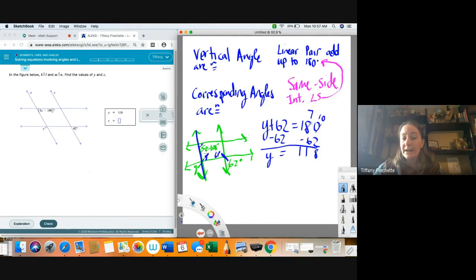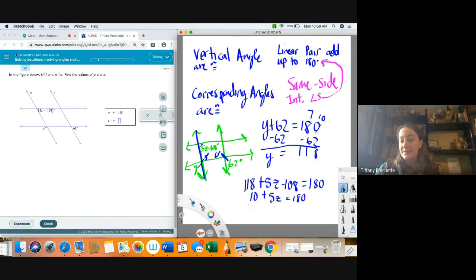And instead of Y, I know that Y equals 118. So I know if I have 118 plus 5Z minus 108, if I add these two together, they have to total 180. They have to add up to 180. So first, let's combine some like terms here. So we have negative 108, and we have positive 118. If I add these two together, I'm going to have 10 plus 5Z equals 180.